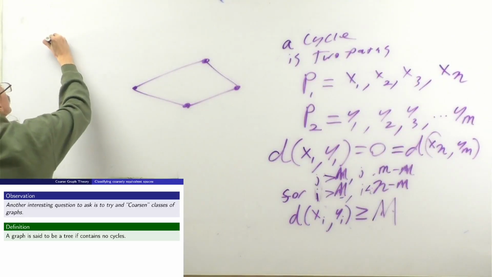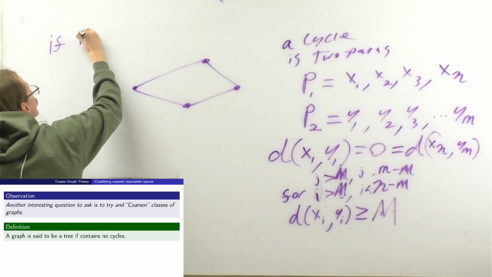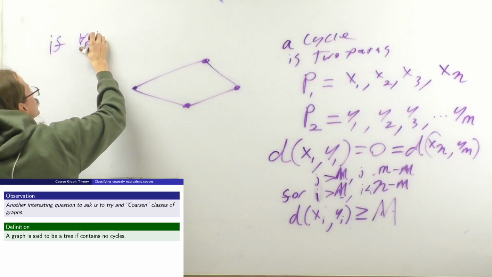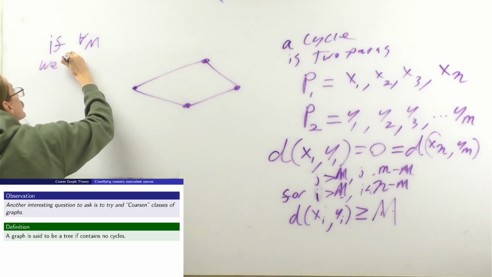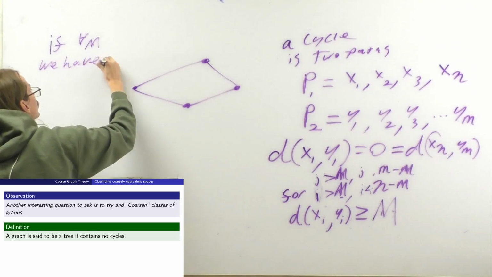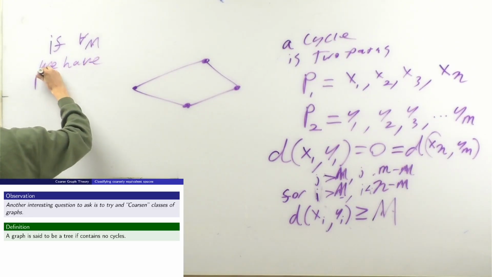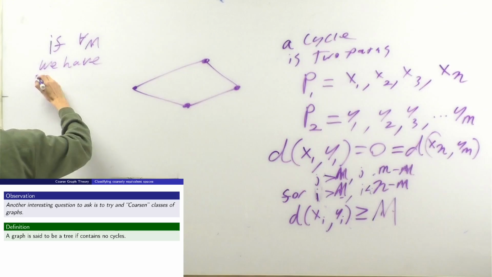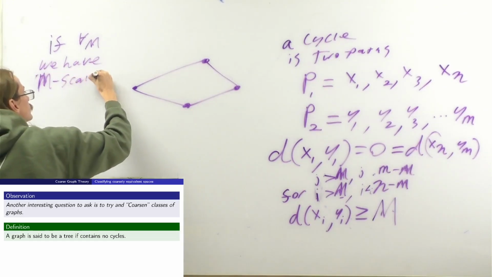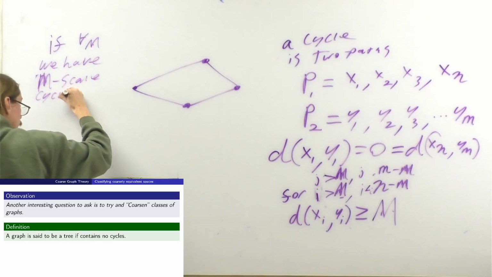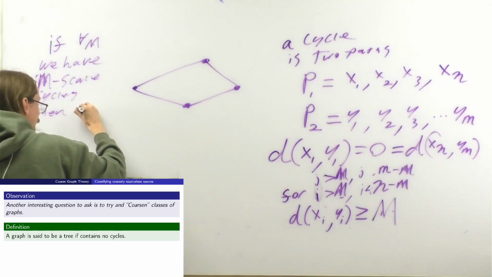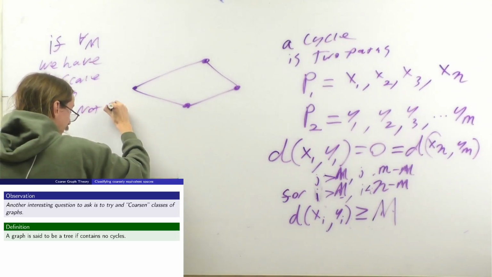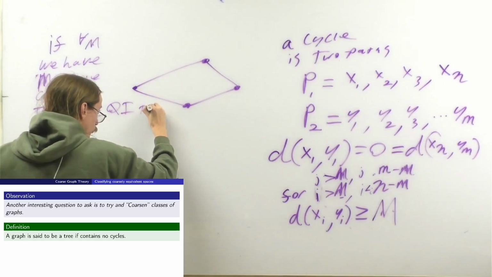So if for all m, this should be pointy m, we can find, we have, let's call it m-scale cycles, then we are not quasi-isometric to a tree.